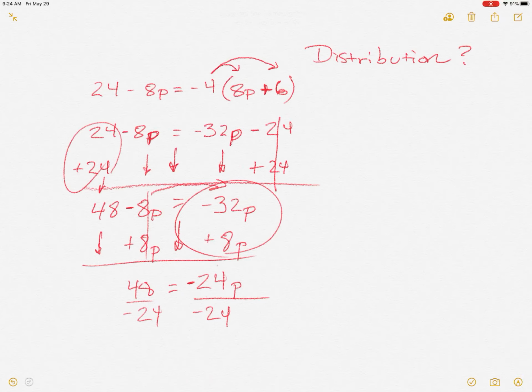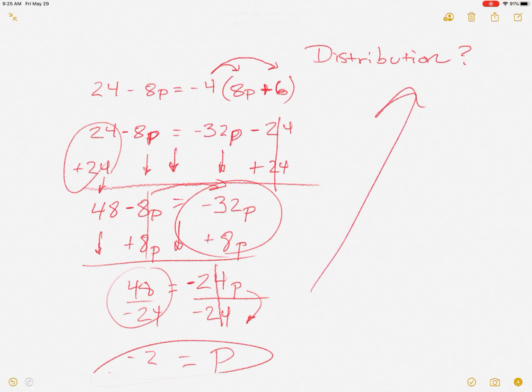Any number over itself is 1, and we can cancel that out because it's understood the coefficient is 1. And we bring down our p, and then we have our 48 divided by negative 24. A positive divided by a negative is a negative, and that gives us a negative 2. So that is how we solve for an equation with a variable on both sides that does require distribution. You have a couple examples to go through on your own, and we'll talk to you soon.